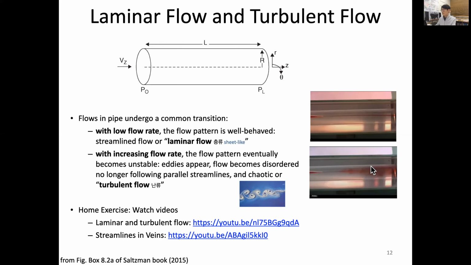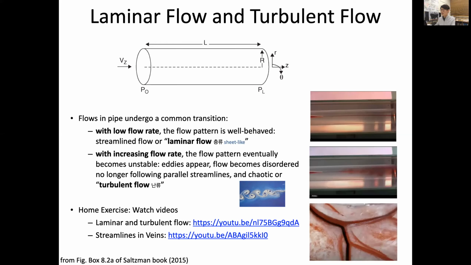Let me give you an example. This is a big vein, and we inject the dye from one side of the vein, which is dark colored. You see how clean and layered this part of the dye is compared to the rest of the blood. They go along the same route, but they don't mix because this is a laminar flow.